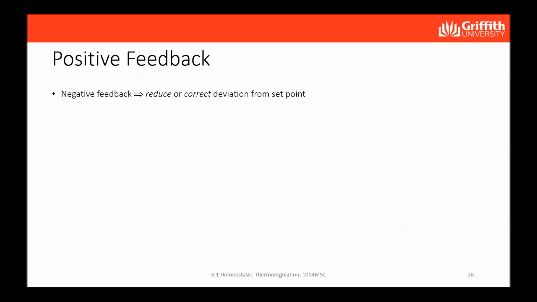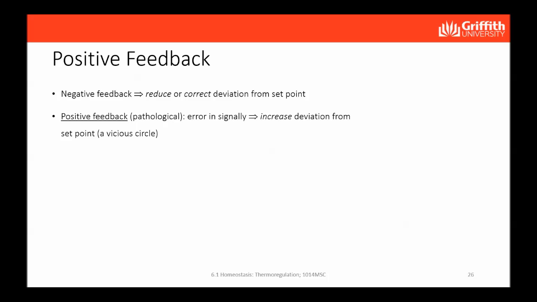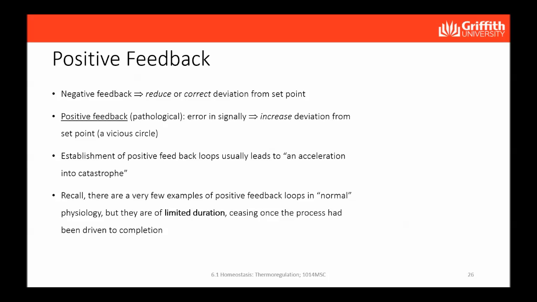The negative feedback control reduces or corrects the deviation from the set point. On the other hand, a positive feedback control increases the deviation from the set point, pushing it further away from the original value by creating a vicious cycle. Establishment of positive feedback loops usually leads to acceleration into catastrophe. There are very few examples of positive feedback loops in normal physiology, and they are usually of limited duration. This feedback system stops once the process has been driven to completion. The two familiar examples of a positive feedback loop are blood clotting and the enhancement of labour contractions during childbirth.